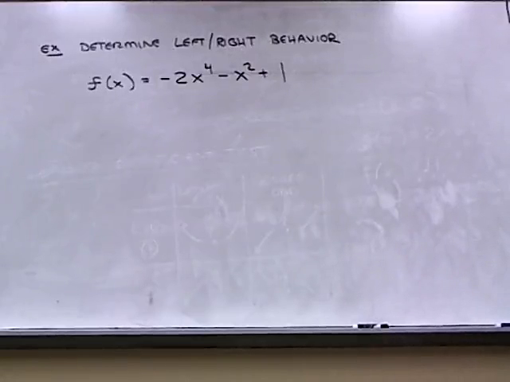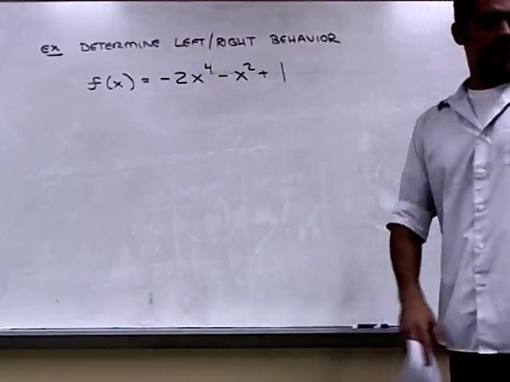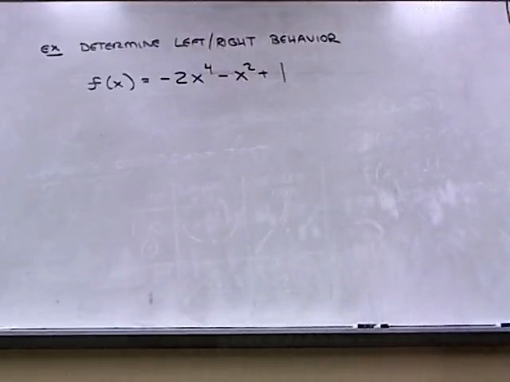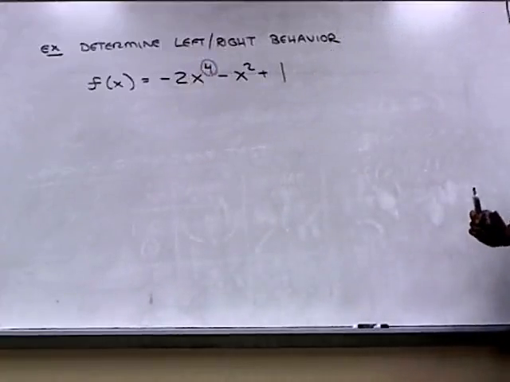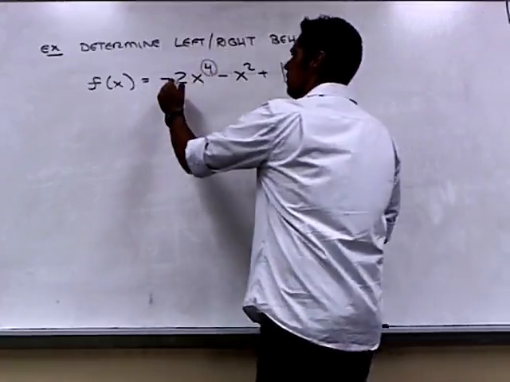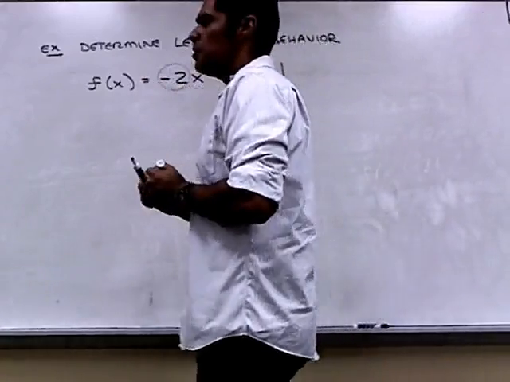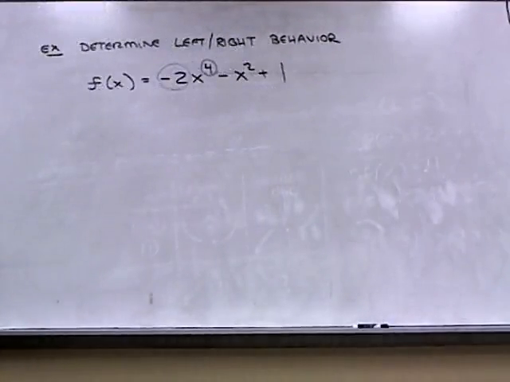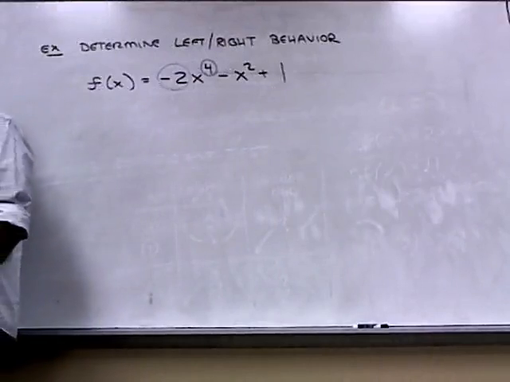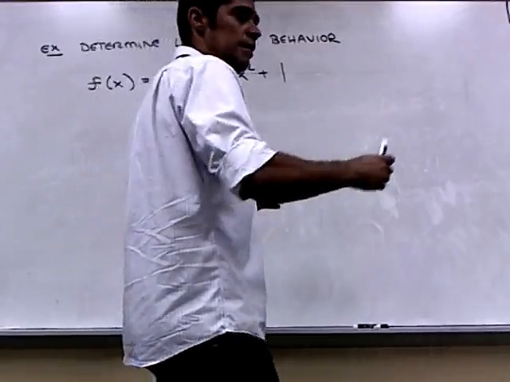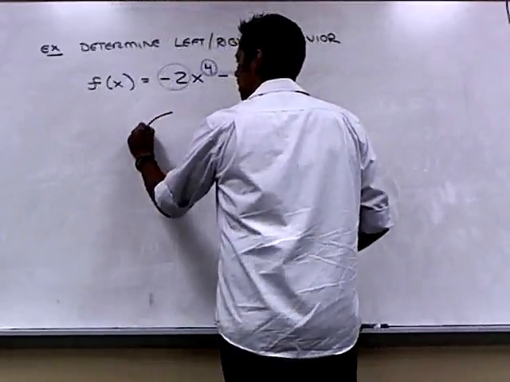So what does the left side of this do? What does the right side of this do? Is it a polynomial function? Yes. What is the degree of this polynomial? 4. Since it's 4, we have an even degree. What's the leading coefficient? Negative 2. Since it has a negative leading coefficient, we come over to our chart. Degree is even, leading coefficient is negative, so it should go down on the left, down on the right. Both down. So you can just do this.